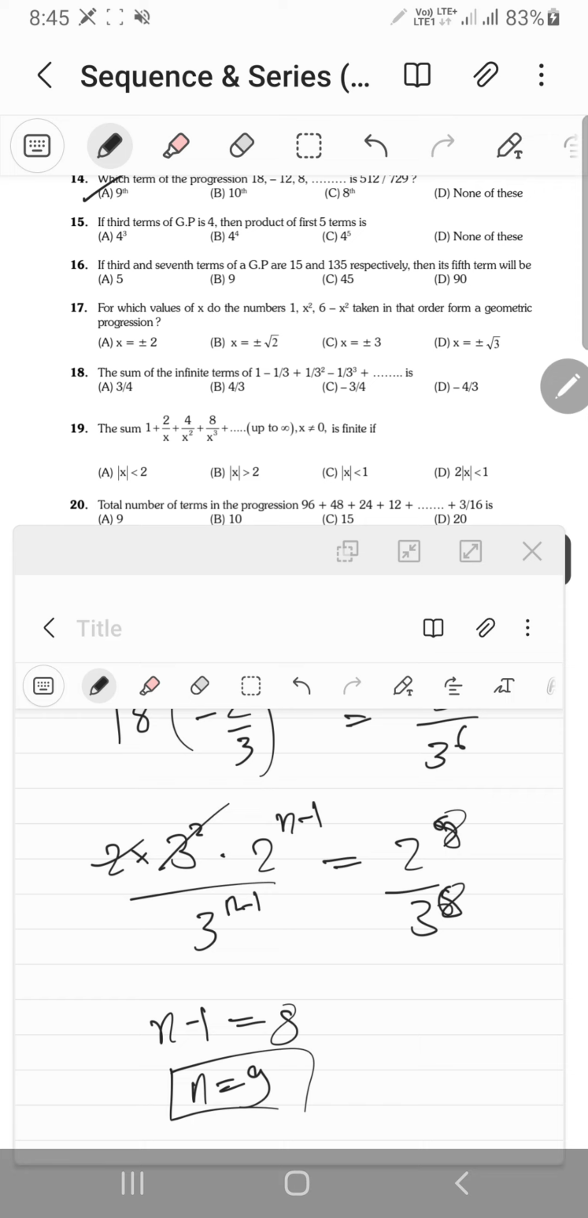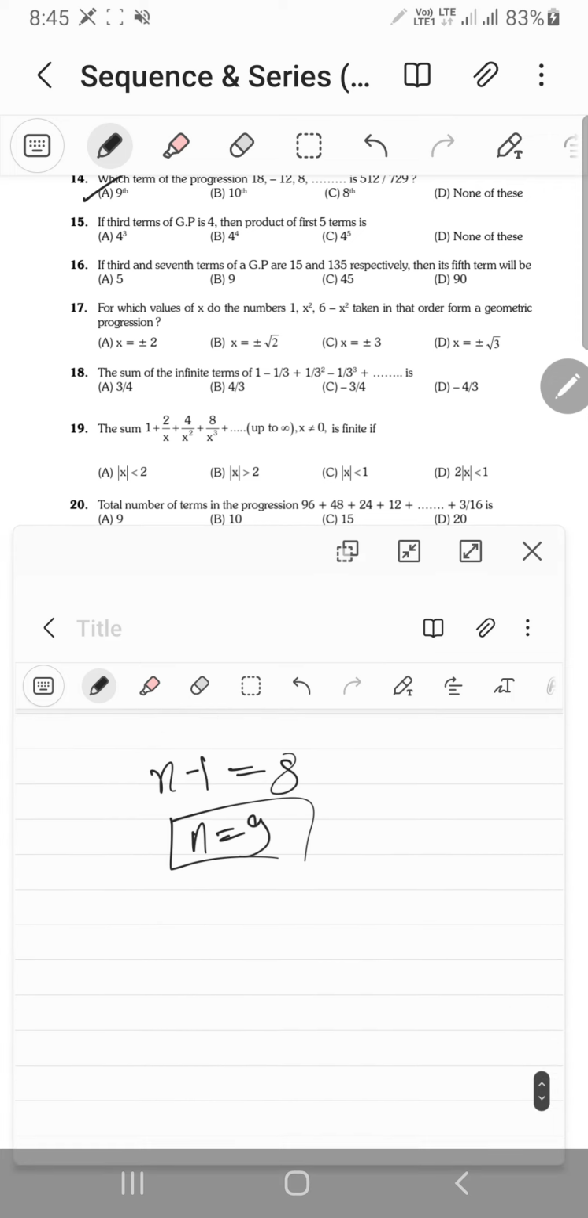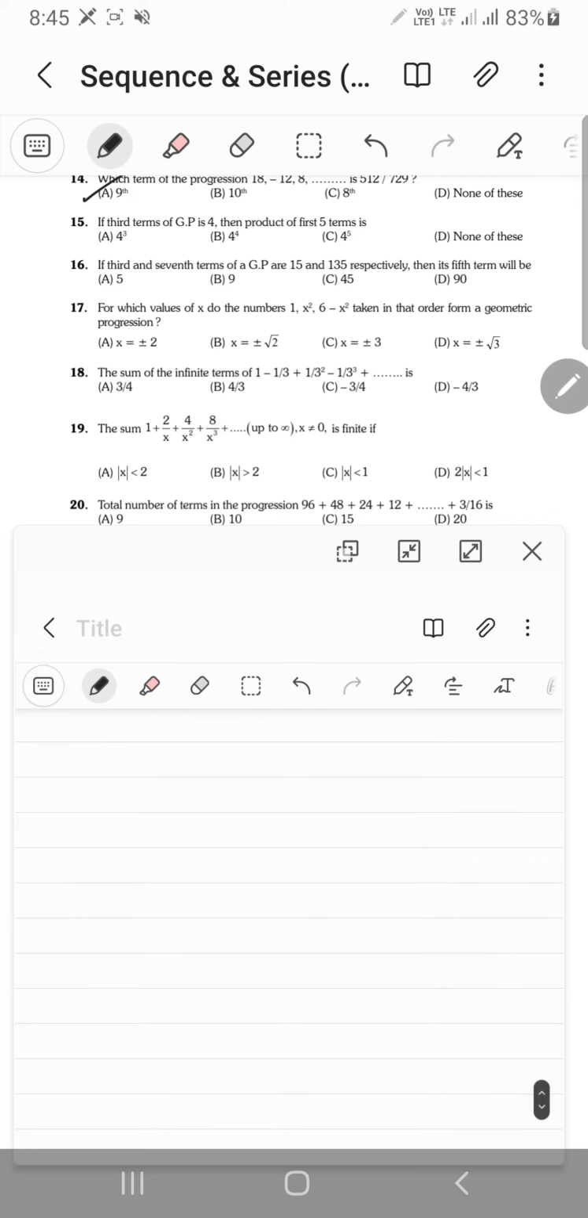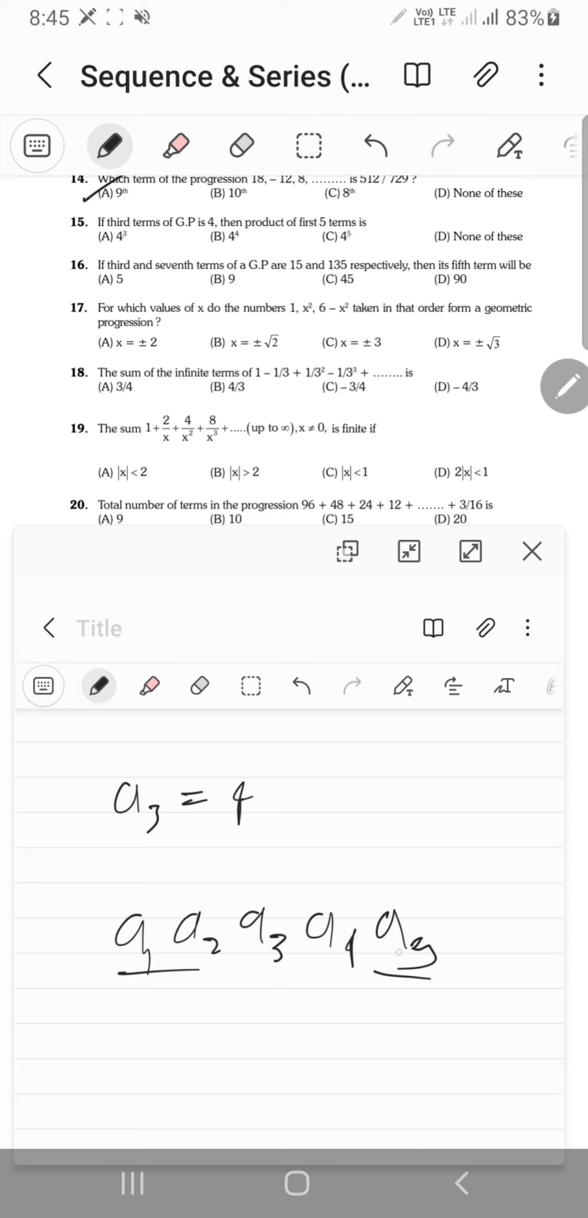If the third term of a GP is 4, and then the product of the first 5 terms is what? Really, I mean, just a1, a2, a3, a4, a5, right? Look at that, these two multiply to a3 square, these two multiply to a3 square, so just a3 power 5, just 4 power 5. This was easy.